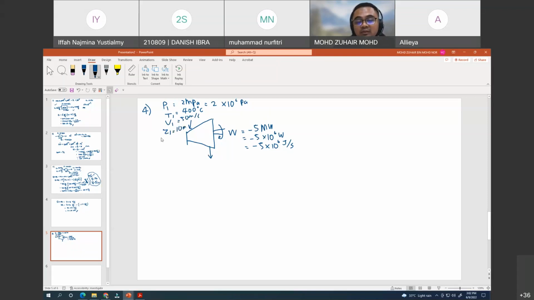Don't get confused. Sometimes they use Z, sometimes they use H for height. So don't get confused with that. But definitely when it comes to height, this is something related to potential energy.